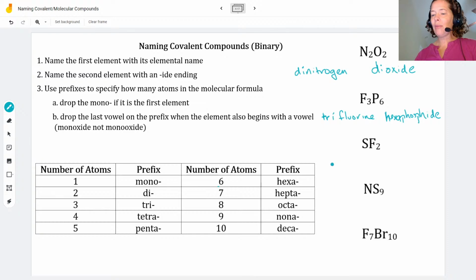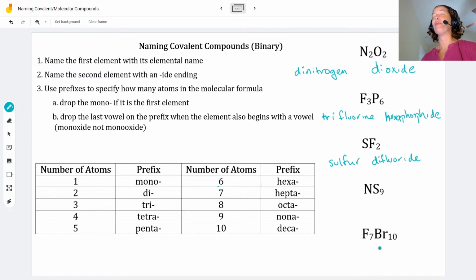Okay, so my first element is sulfur. There's only one because it is the first element. I will drop the mono, so I won't write the mono. My next element is fluorine, but because it's my second element, now I will change the ending to IDE. How many fluorine atoms do I have? I have 2. So again, 2 atoms gives me a di prefix. So this is sulfur difluoride.